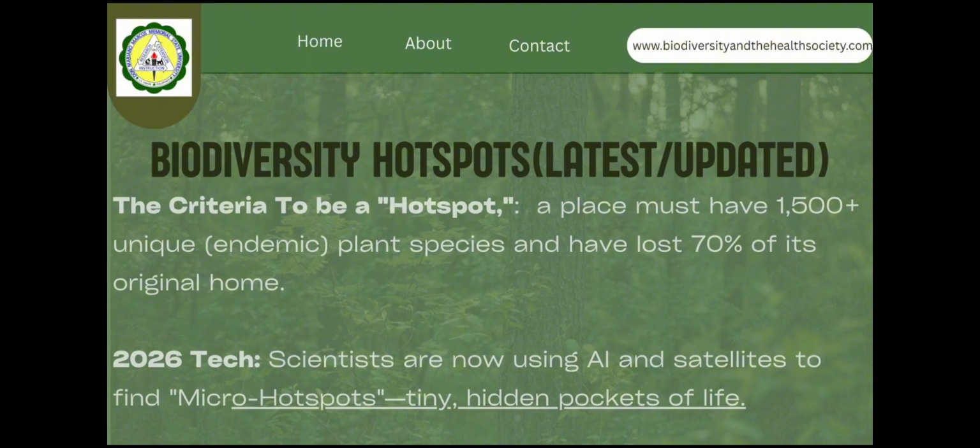Rule number 2: it's in trouble. At least 70% of its original habitat, forest, wetlands, and grasslands, must already be destroyed. So a hotspot isn't just special, it is special and endangered.